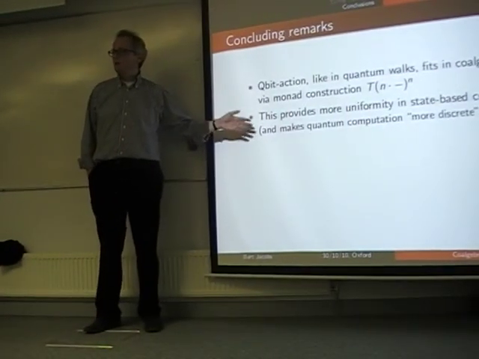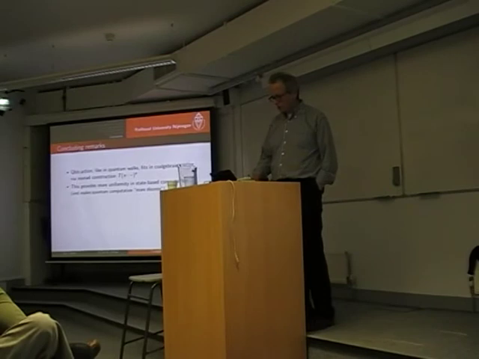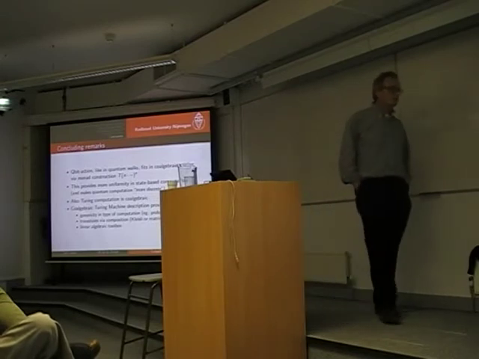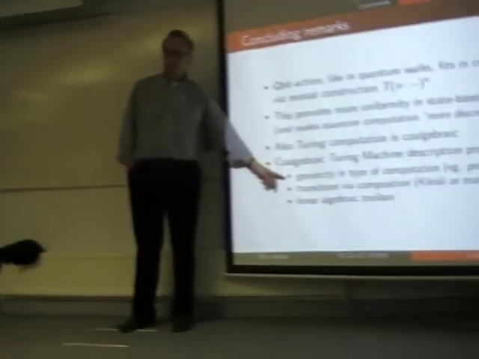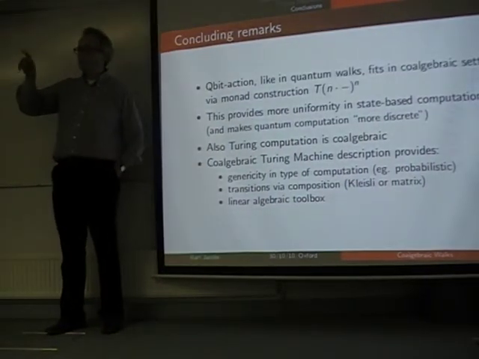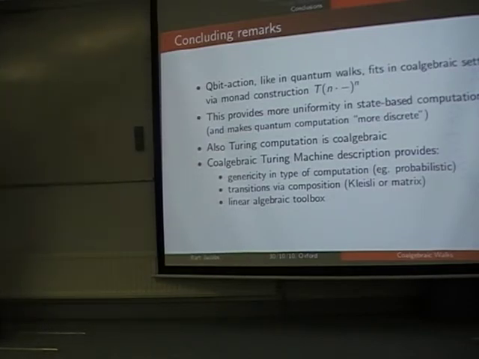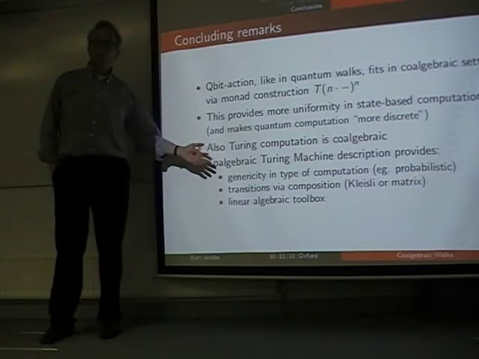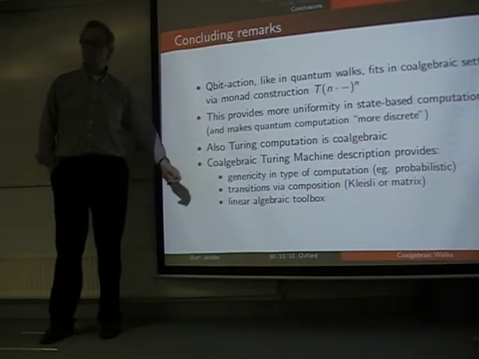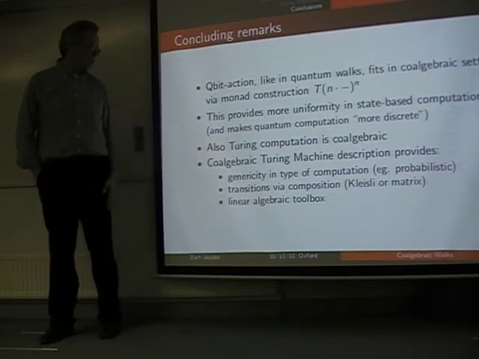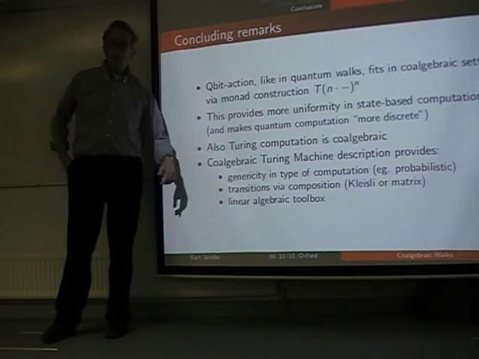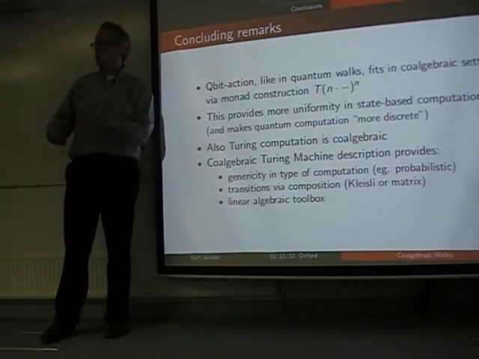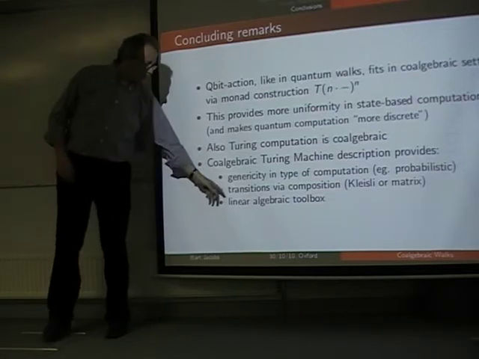I've covered one example, hopefully in a reasonably convincing way, but I make very cautious claims about what you can do in general. Now, Turing machines are coalgebraic, and the coalgebraic Turing machine description provides genericity in the type of computation. I haven't really stressed this, but the monad T was a parameter, so you can replace it by the probability distribution function, and you get probabilistic Turing machines in principle. That's very powerful. The transition can be done via matrix composition, so Kleisli composition, so you can do it fairly algebraically, and you can use the whole linear algebraic toolbox.